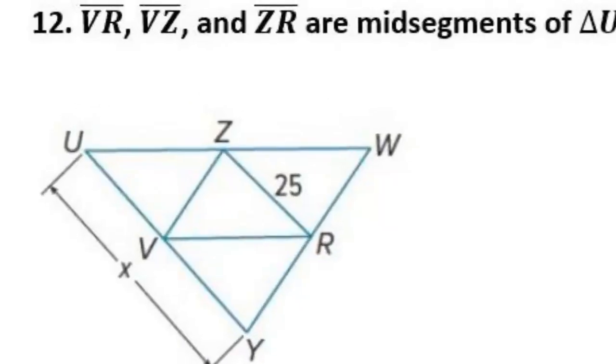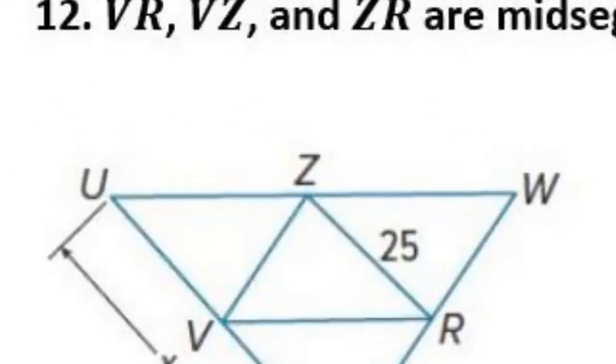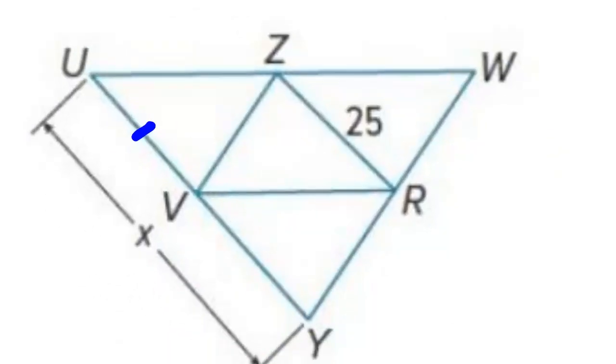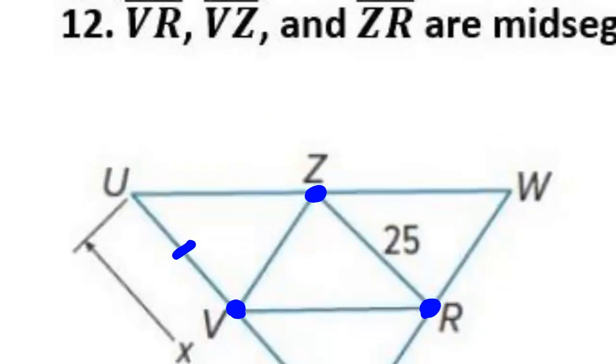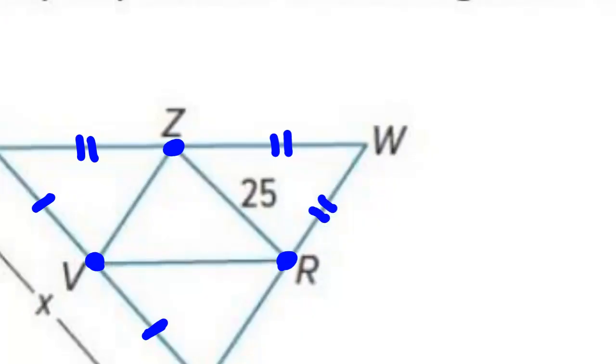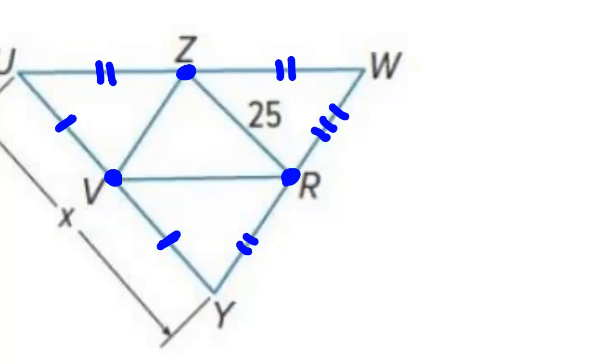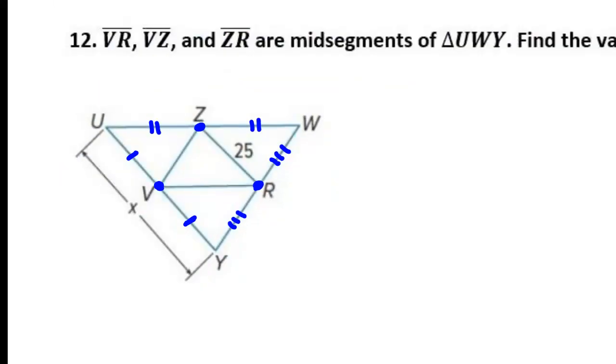So, one of the first things that we can do is mark these two segments as being congruent. Because if these three segments, VZ, ZR, and VR are mid-segments, then V, Z, and R are midpoints. So UV and VY are congruent. UZ and ZW are congruent. RW and RY are congruent.